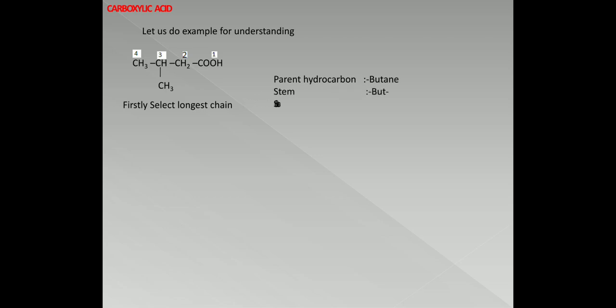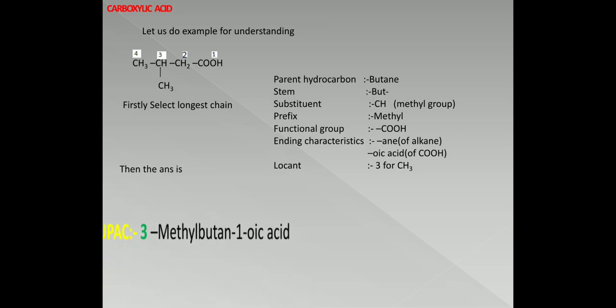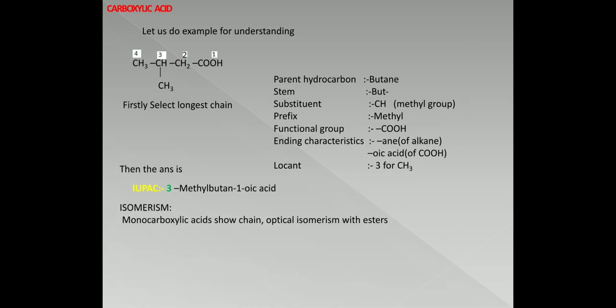So parent hydrocarbon is what? Butane. Stem is but. Substituent is what? CH3 group, prefix methyl. Functional group is COOH. Ending characteristic is what? E. Adding is what? Oic acid. Locant is what? Third for the CH3 group. So finally the name of this compound is what? 3-methylbutanoic acid, otherwise butane-1-oic acid. Isomers of monocarboxylic acid: chain isomers, optical isomers and functional isomers with esters.